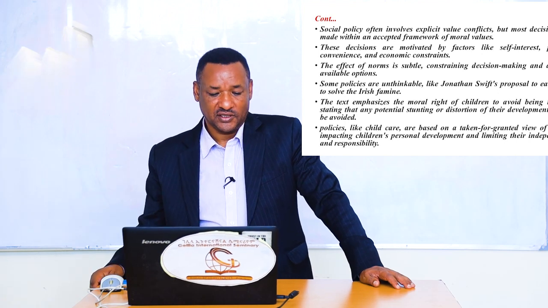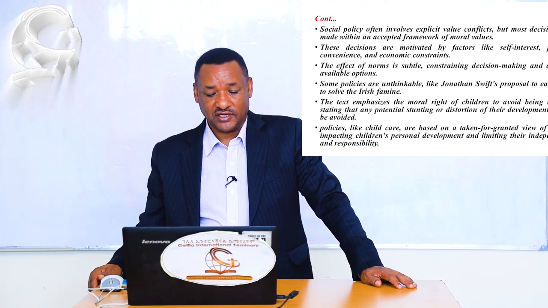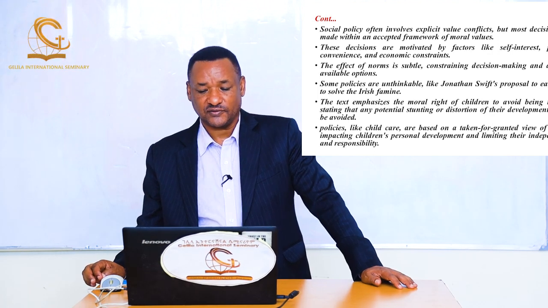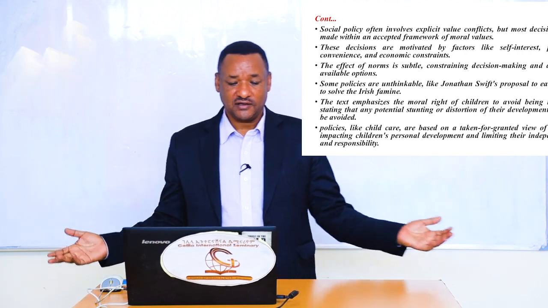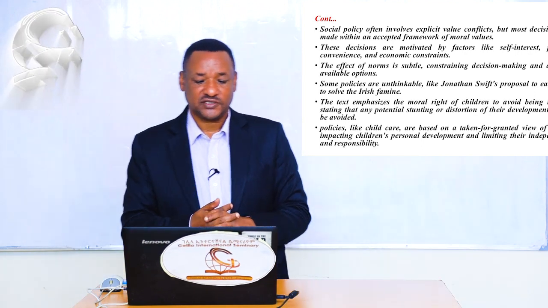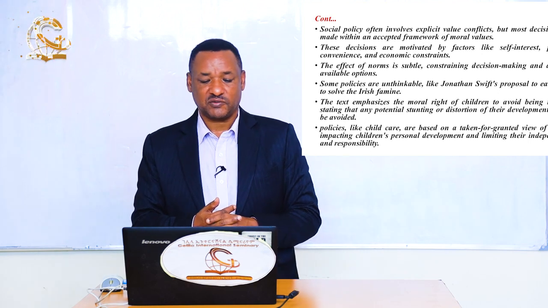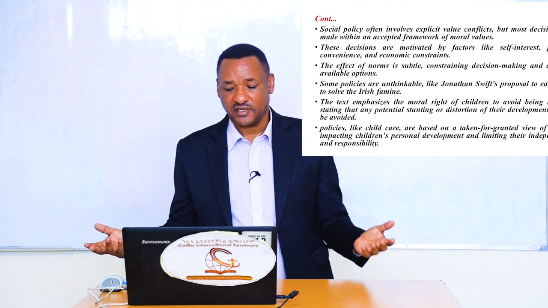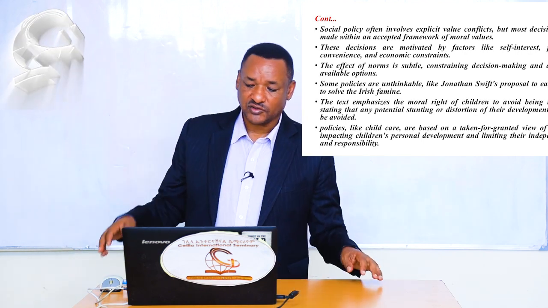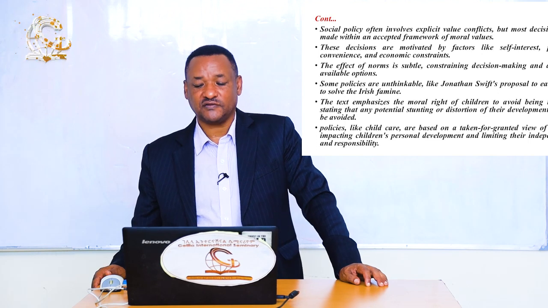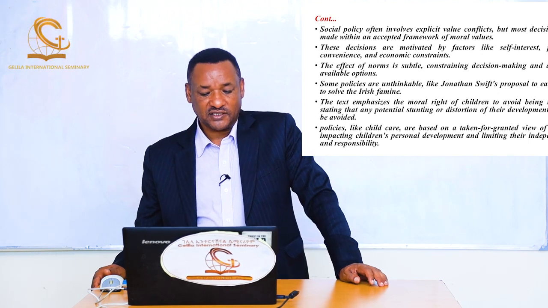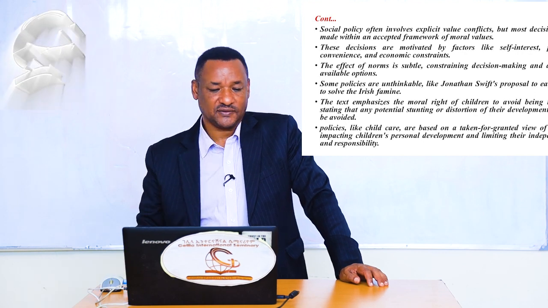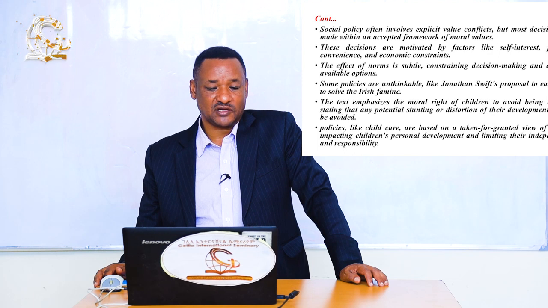It can be operated in the society. So this text emphasizes the moral rights of children and the rights of the society's care, stating that any potential stunting or distortion of their development should be avoided. Policies like child care are also based on a taken-for-granted view of society, impacting children's personal development and limiting their independence and responsibility.